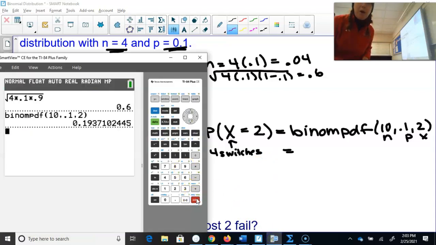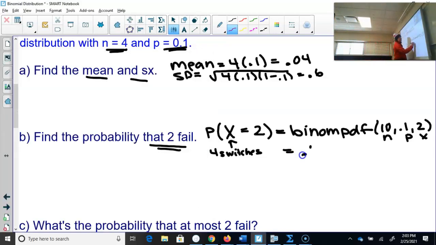And I get 0.1937. It's okay, we're going to round to the nearest hundredth in regular stats here. If you're watching from AP Stats, you want the third or the fourth decimal place, okay? So 0.19 is my final answer there for part B. Let's go to part C now.